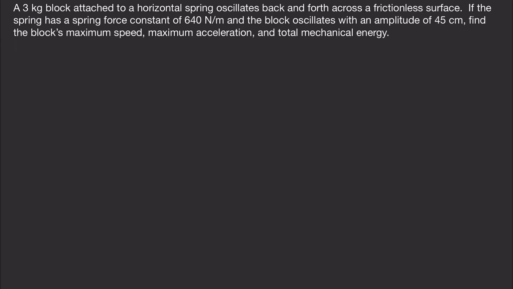So I'm going to start by writing everything that was given that I know. The mass is 3 kilograms. Our spring constant k is 640 newtons per meter. And our amplitude is 45 centimeters, or 0.45 meters. So the first thing we can get is the max speed. So we just have an equation for that.